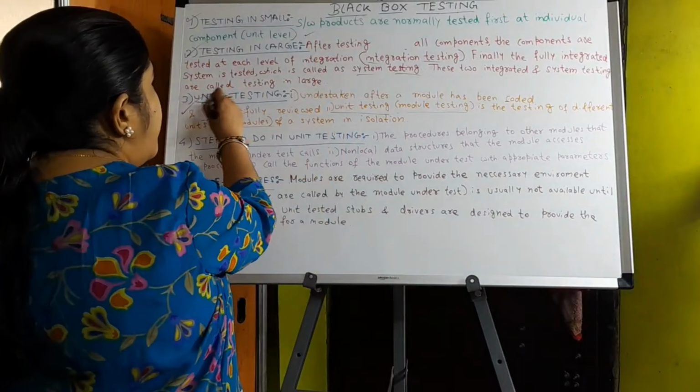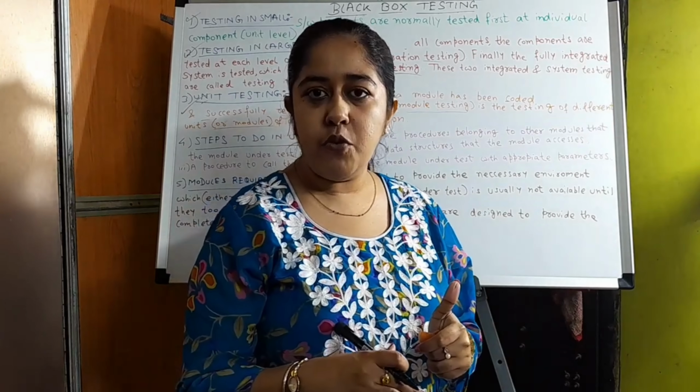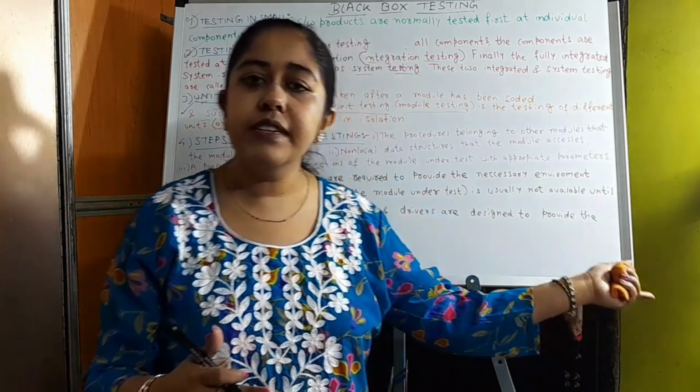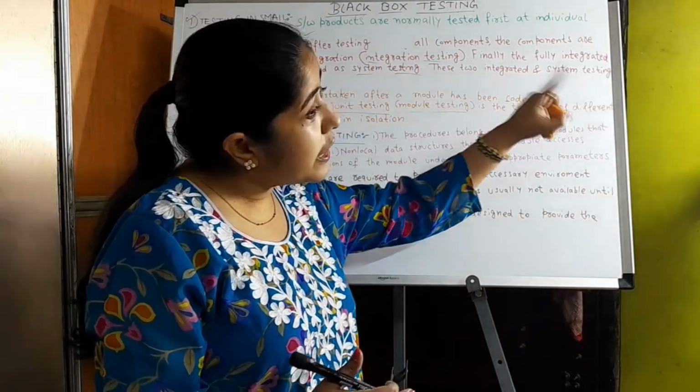Now the steps to do in unit testing. What are the steps which are basically done in unit testing? The procedures belonging to other modules that the module under test calls. When I am testing a particular module, it will call those procedures which are being used in other modules, that is, the procedures belonging to other modules. Okay, we have so many modules.